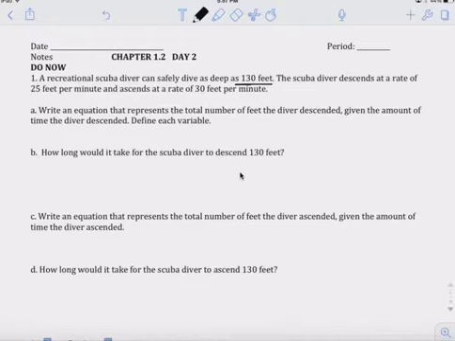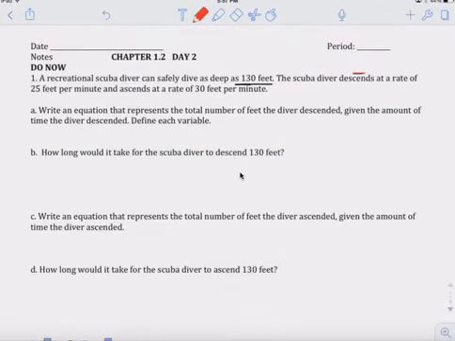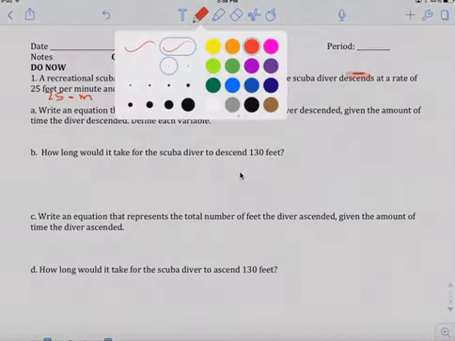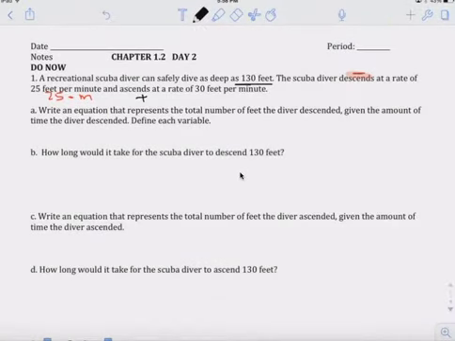The scuba diver descends, which means it goes down, at a rate of, that's why we put a negative, at a rate of 25 feet per minute. So 25 feet per minute times the number of minutes. Make sure you remember it's a negative because it's going down. And ascends, it goes up, positive 30 feet per minute.